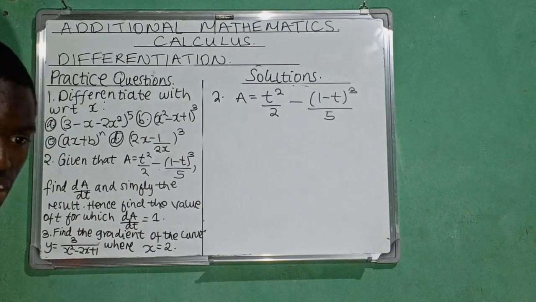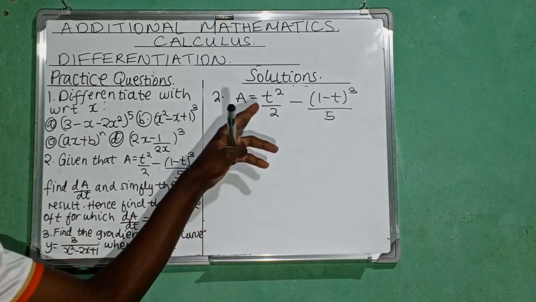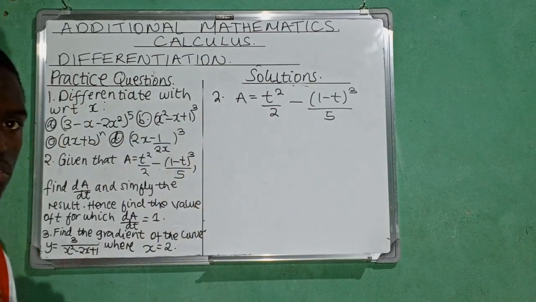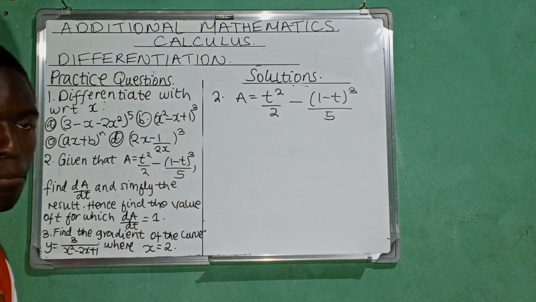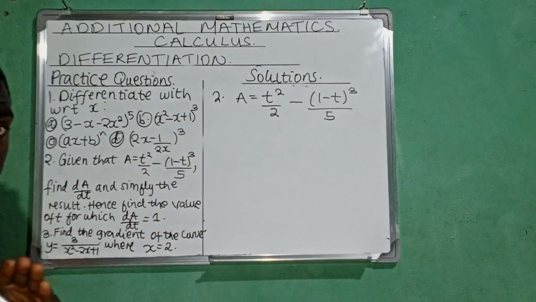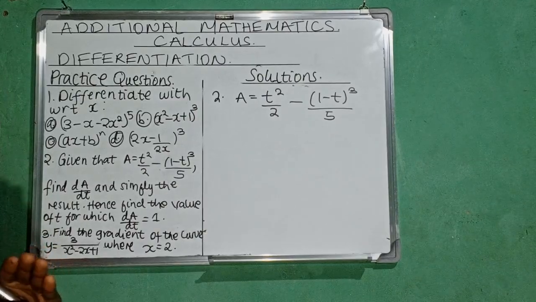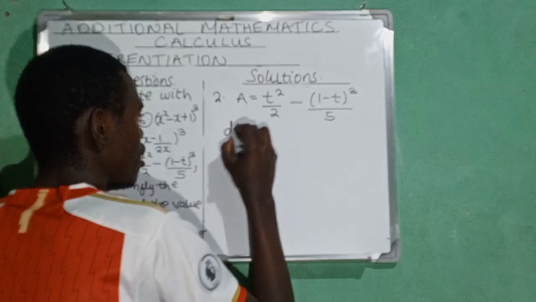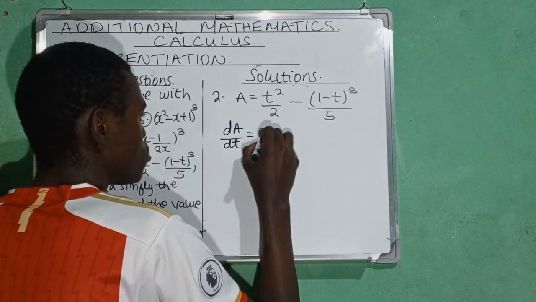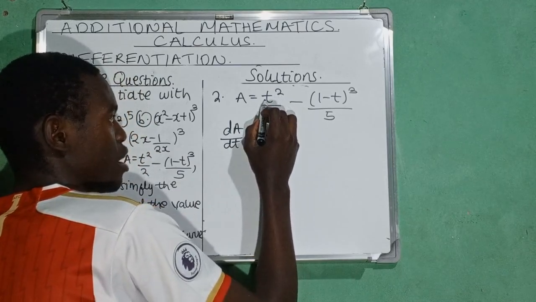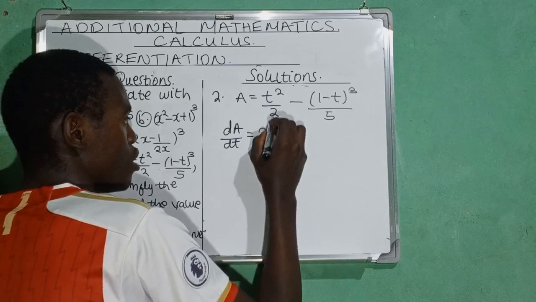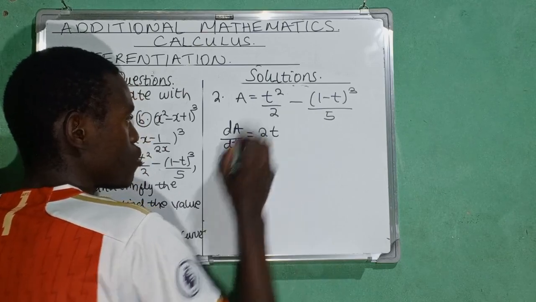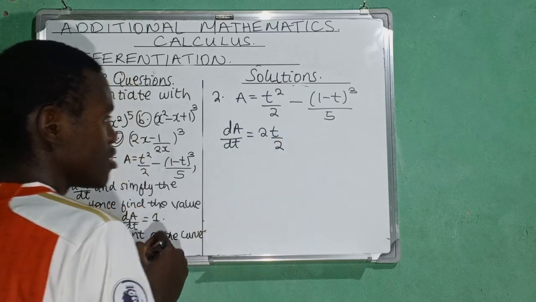What we do in this question actually is we differentiate it term by term. This is one term, this is another term. Terms are separated by a plus or a minus sign. So here we're going to apply what we have learned. We're going to differentiate term by term, and we're going to use the rule for the core. Your dA/dt is going to be equal to 2, this power 2, multiplied by the number in front of t, which is 1. So 2 multiplied by 1 is 2. Then the power 2 will lose 1, divided by 2.